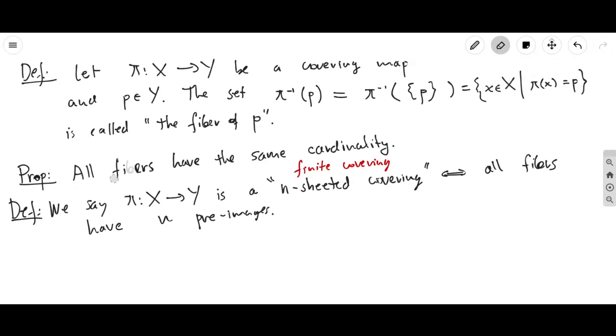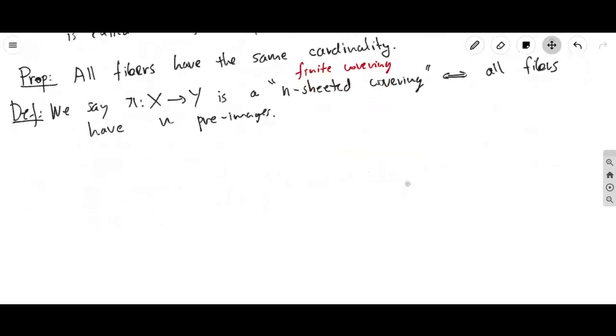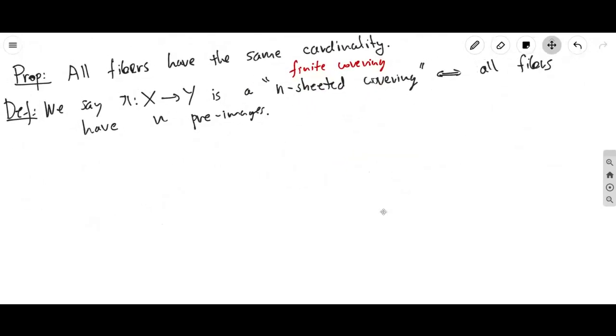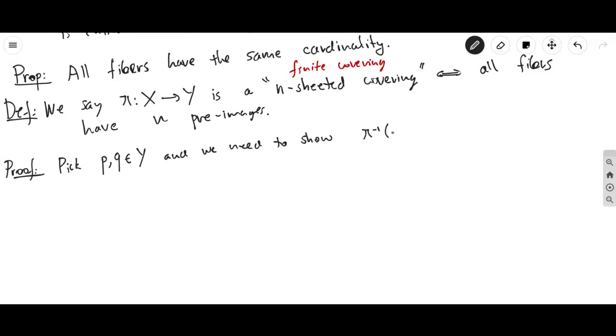So let's discuss how we prove this. Okay, so we're going to prove the proposition that all fibers have the same cardinality. So here is a proof of this. And I'm going to do this proof in various stages of generality. So I'm going to start with this one. So assume, so here's what we want to show. So we have to pick P and Q in Y. And we need to show that pi inverse of P has the same cardinality as pi inverse of Q.